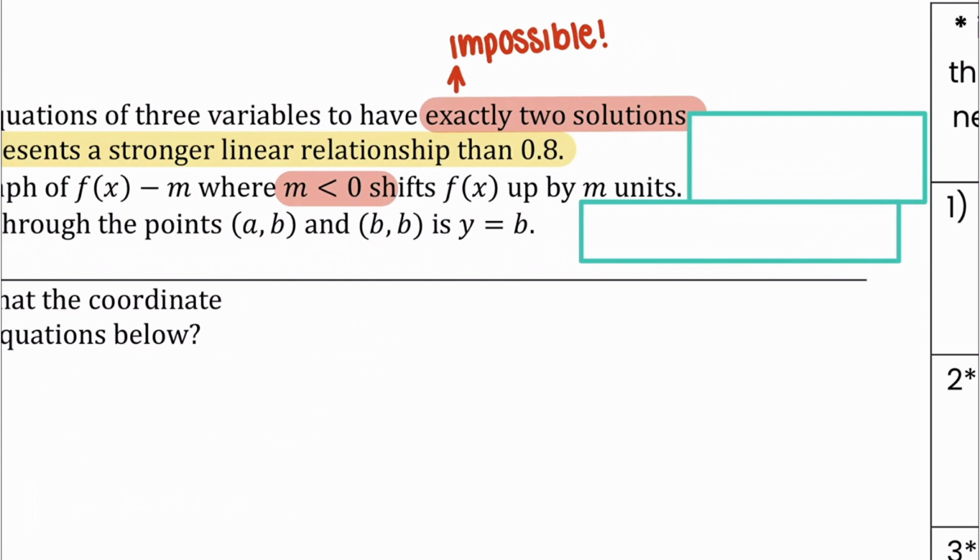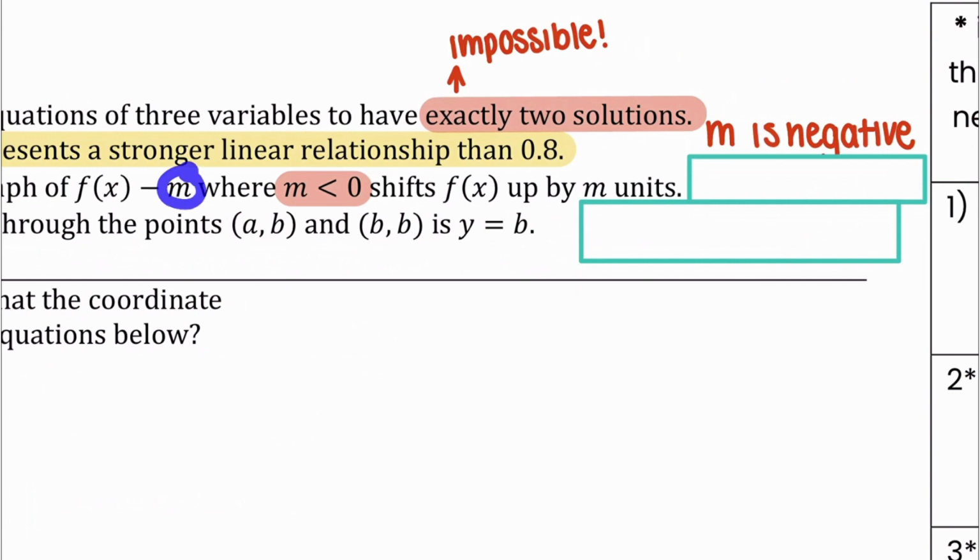If m is less than 0, in English that tells us that m itself is negative. So if m is negative and we substitute a negative number into this expression, then it's going to be plus a certain number. And if it's adding, then indeed it is shifting up. But does that even make sense? Shifting up by m units? Well, let's see. Once again, m itself is negative. So negative m is positive, because to negate a negative number makes it positive.